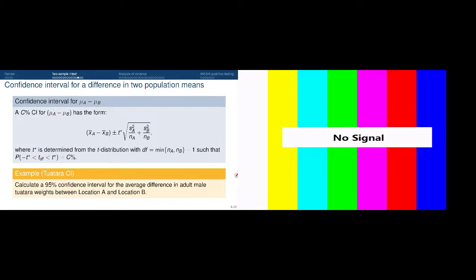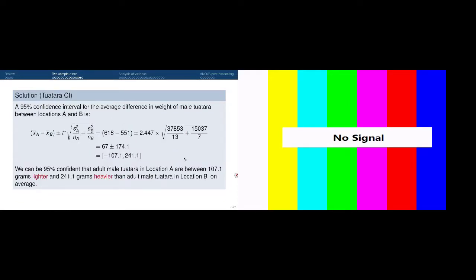All right, so that's just a reminder on how we get that T-star value in order to calculate the confidence interval. So here we need to calculate a 95% confidence interval for the difference in population mean weights at the two locations. If we substitute in the values that we had for the sample means, our T-star multiplier, if we were to use StatStar, is 2.447. And the calculation of the standard error is performed here on the right. And we end up with an interval from minus 107.1 to 241.1 grams.